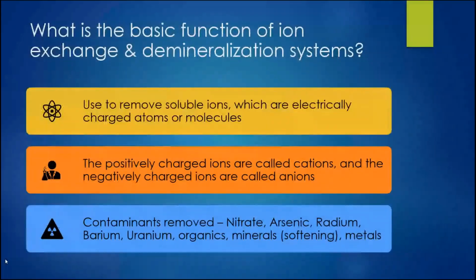Ion exchange and DMN systems basically remove dissolved ions or electrically charged molecules. If these ions carry a positive charge, they are called cations, and those with a negative charge are called anions. IX systems can be targeted to remove specific ions like nitrate, arsenic, organics, metals, as well as other radioactive ions.